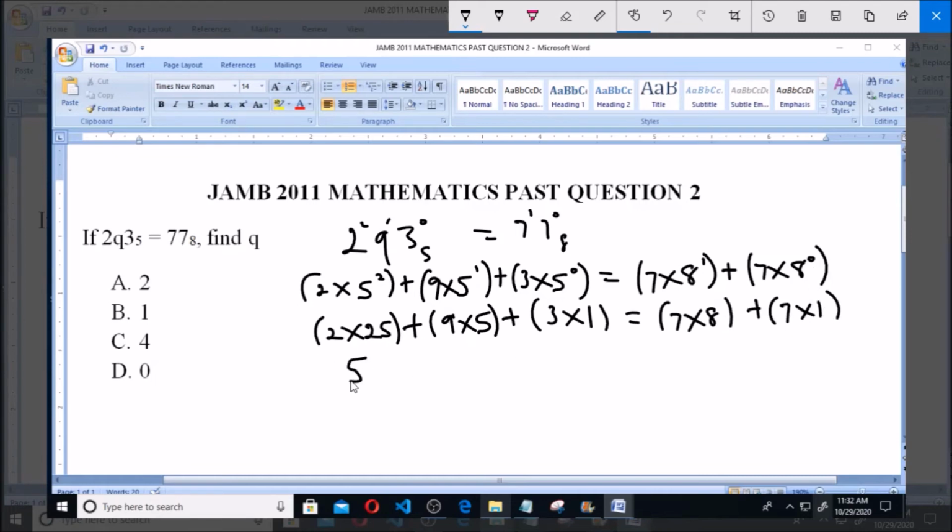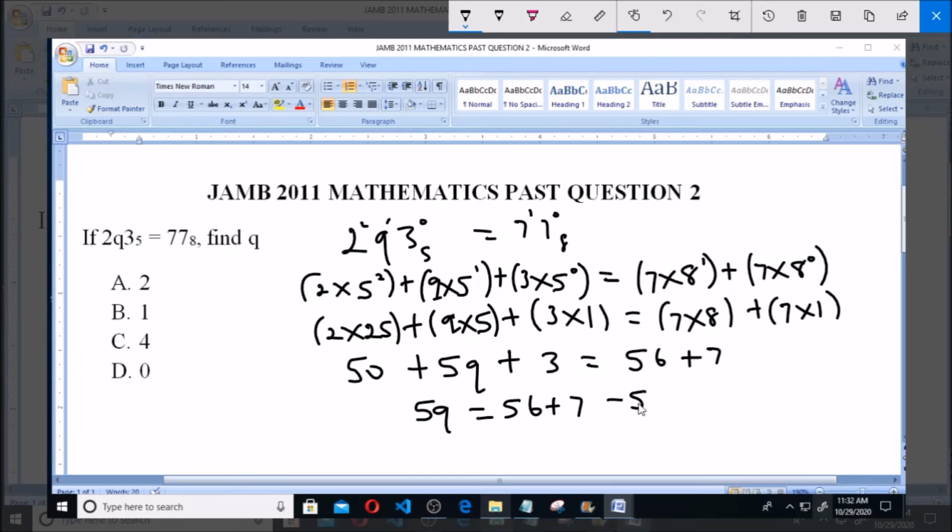So here we have 50 plus 5q plus 3 is equal to 7 multiplied by 8, which is 56, then plus 7. So from here we'll have that 5q is equal to 56 plus 7 minus 50 minus 3, which is equal to 10. So 5q is equal to 10.